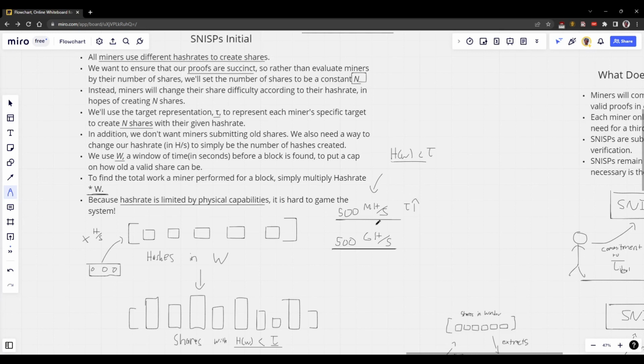On the flip side, for the miner with 500 gigahashes, they also want to mine n shares in total. So rather than use the same ta value as the 500 megahash miner, they're instead going to use a ta value that's lower. Because they create more hashes within the window, they can adjust their ta value to be lower in order to create the same number n of shares within the entire window.